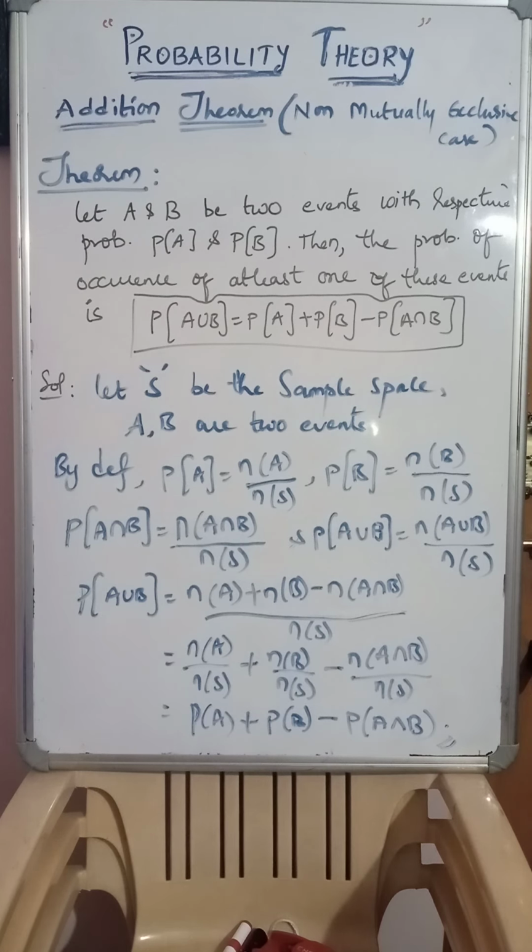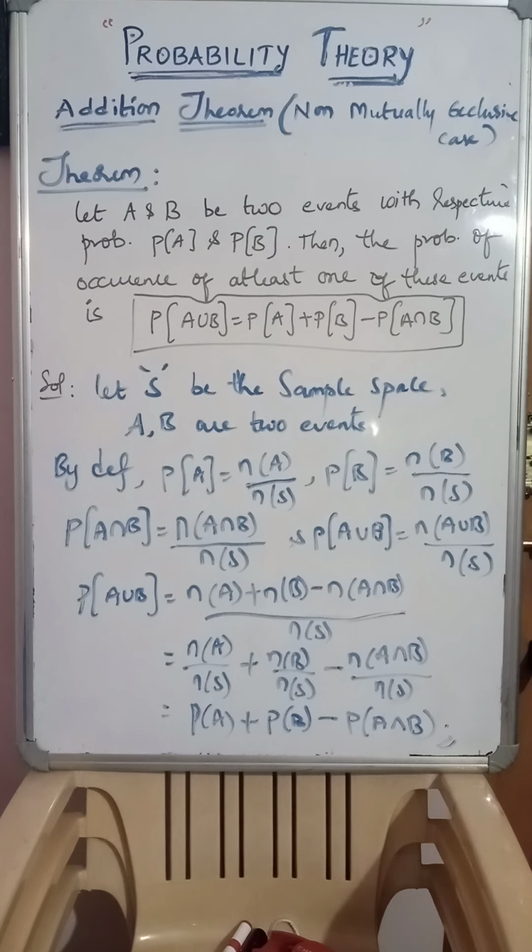Whole divided by the total number of sample points: n of A plus n of B minus n of A intersection B, divided by n of S. Split that one: n of A by n of S plus n of B by n of S minus n of A intersection B by n of S. That can be written as probability of A plus probability of B minus probability of A intersection B. So this is the proof.